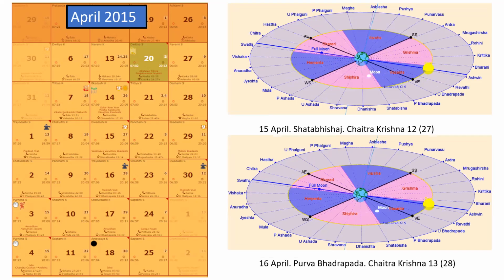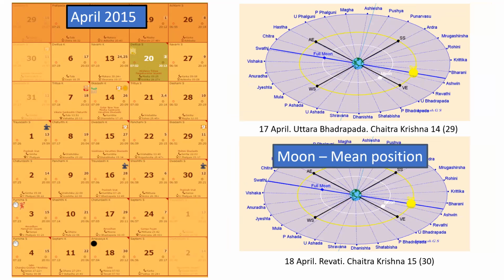Okay, let's move on. Next day, 15 April, Nakshatra is Shatabhishaj, Tithi Chaitra Krishna Dwadashi. Next day, 16 April, Nakshatra is Purva Bhadrapad, Chaitra Krishna Trayodashi. 17 April, Nakshatra is Uttara Bhadrapad, Tithi is Chaitra Krishna Chaturdashi. Next day, 18th April, Nakshatra is Revati, and Tithi Chaitra Krishna 15.